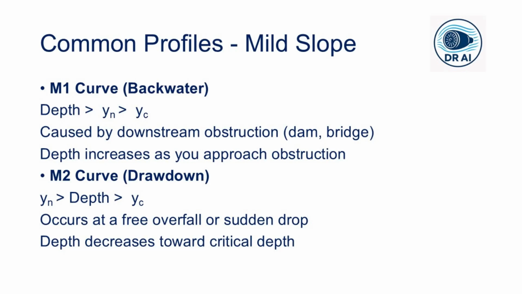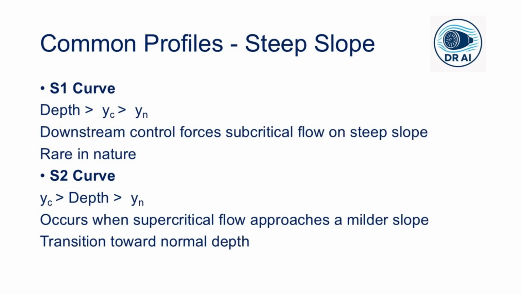We have two curves over here, the M1 curve and the M2 curve. For the M1 curve, if we have a mild slope and we create a backwater effect, say by a dam downstream, the depth will be above the normal depth. The equation predicts gradually increasing depths as we approach the dam, forming a backwater curve. But when we have an M2 curve, if the depth is between the normal depth and the critical depth, the profile might draw down towards the critical depth.